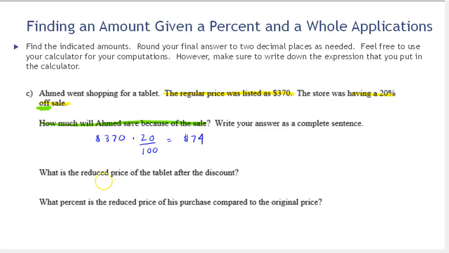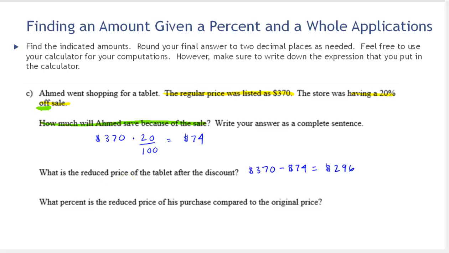Now we're asked, what is the reduced price of the tablet after the discount? Well, the original price was $370. 20% off is $74, and that gives us $296. So this is the reduced price of the tablet.